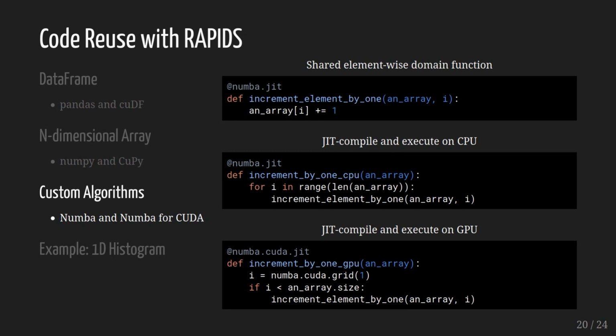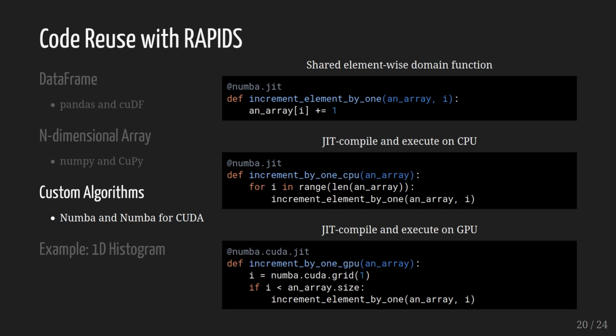For example, the top code block here contains a simple function named increment element by 1 that operates on a single element of an input array to increment its value by 1. The numba.jit decorator tells Numba to compile this function to machine code the first time it's called. The middle code block is a function that loops over all of the elements of an array and calls the increment element by 1 function on each one. This function is also wrapped in the numba.jit decorator, and so it too will be compiled to an efficient CPU function the first time it is called with a one-dimensional NumPy array.